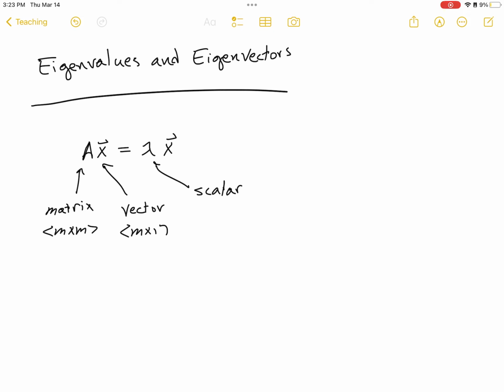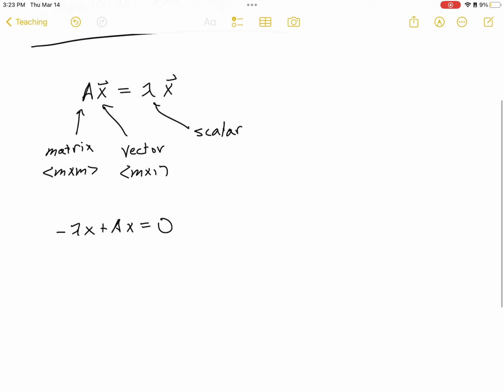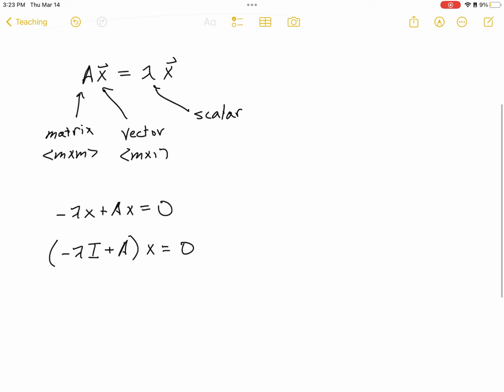And so to solve this, we end up doing just a little bit of algebra. We'll move lambda x to one side of the equation. So we'll have minus lambda x plus Ax equals 0. And so we'll be able to factor the x out on the right-hand side. And when we do that, we'll have minus lambda times the identity matrix plus A times x equals 0, equals the 0 matrix.